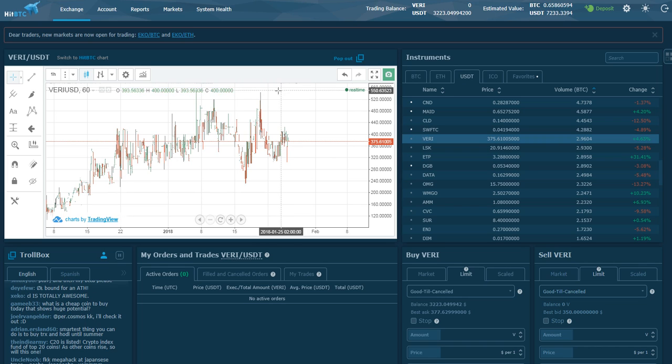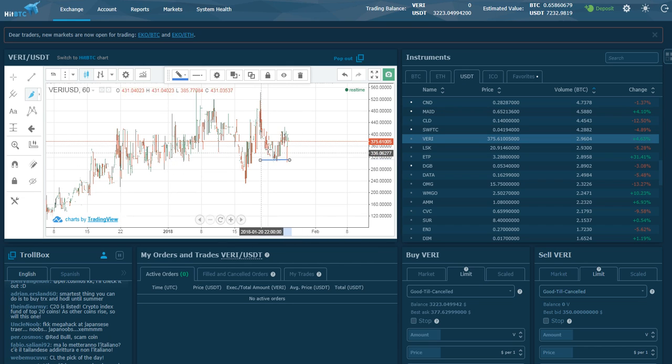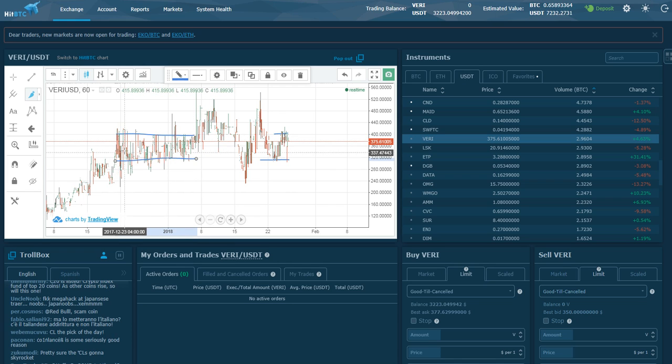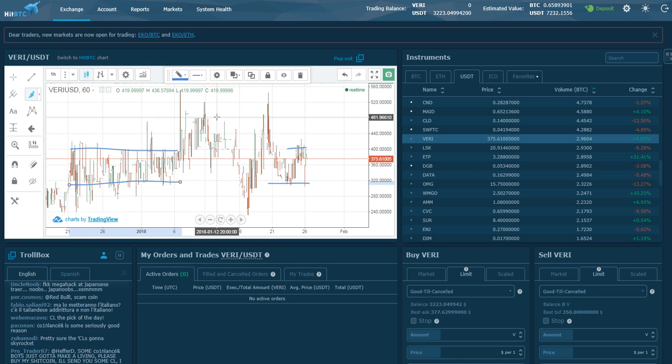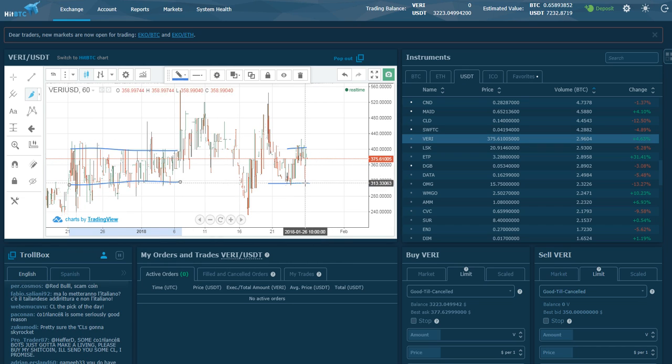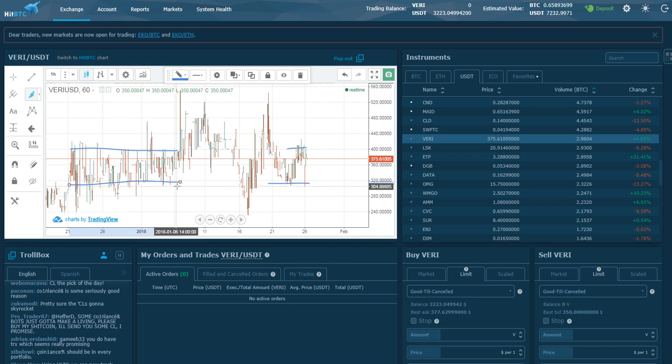We see this coin has been bouncing back and forth between 320 and like 400, and it's done this umpteen times. How many times has it done this in the past month? This is the end of January. It's done some crazy moves, but it does this a lot. It did it so many times back here.